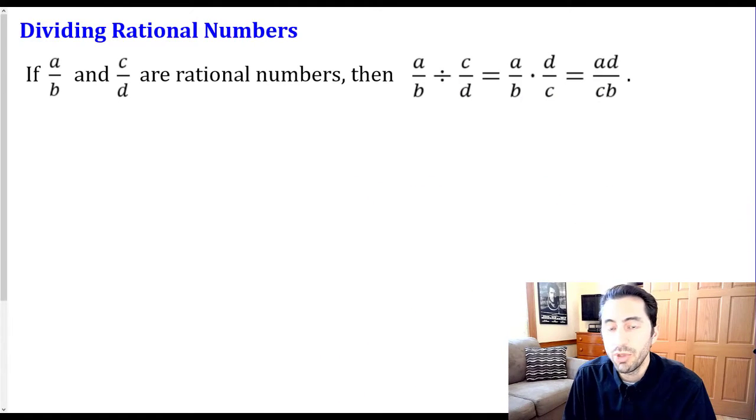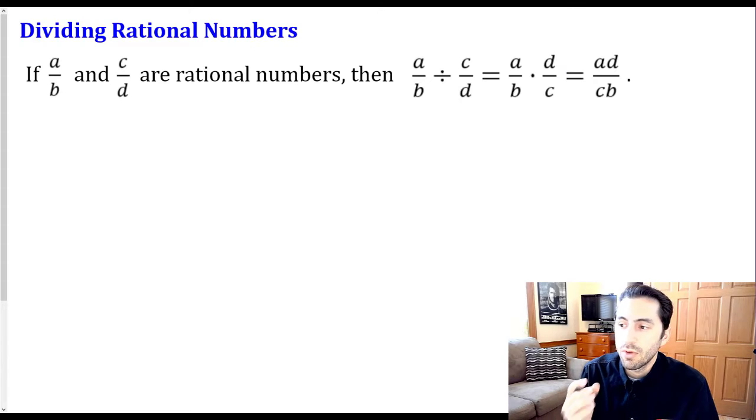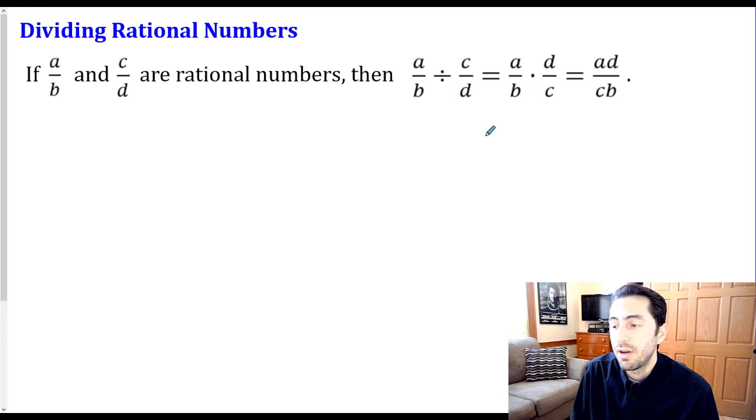It says if a over b and c over d are rational numbers, then a over b, the first fraction, divided by c over d, the second one, that's going to be the same as a over b times d over c. So in other words, whatever fraction we're dividing by, in this case it's the fraction c over d, we can change that to multiplying by the reciprocal. And then after we change it, this is just like the multiplication problems we've done before. And that's the part I want to explain.